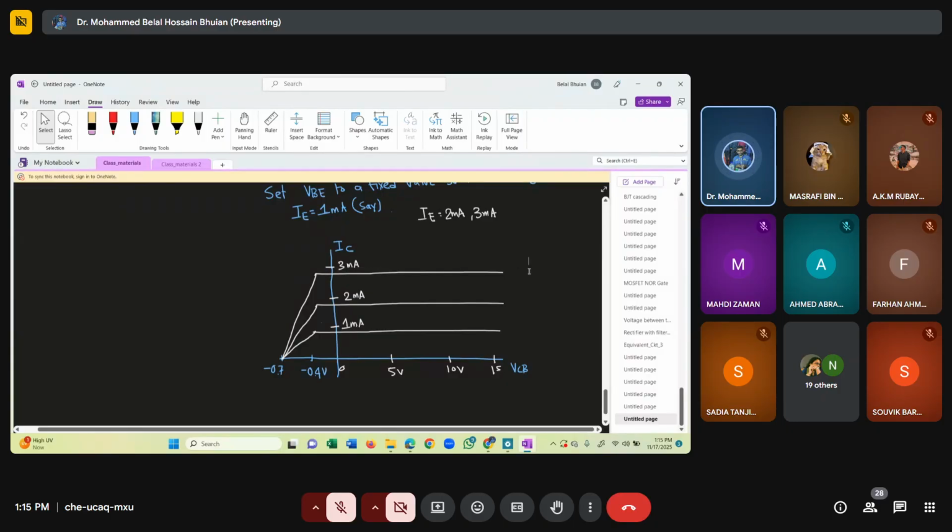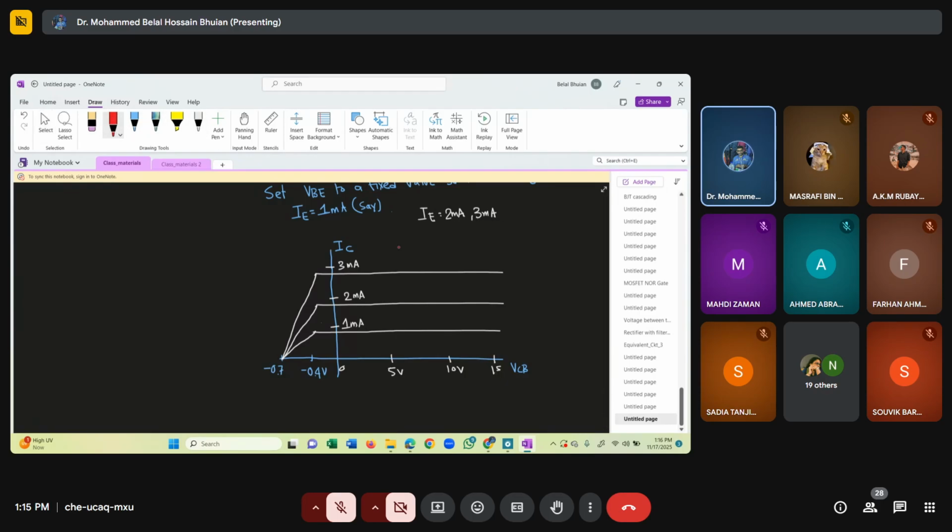You see, you got a series of curves, a family of curves. This one is for IE equal to 1, then this was IE equal to 2, and this 3. So I can write it down. That was the bottom one. I can label it IE equal to 1 milliampere, then IE equal to 2 milliampere, and this one IE equal to 3 milliampere, and so on. So that means this is the relationship between collector current and collector-base voltage for different values of IE.